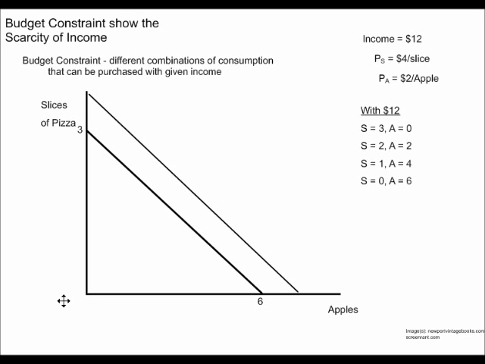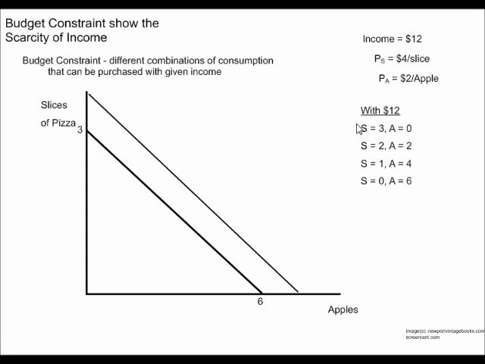Indifference curves and budget constraints. Budget constraints show all the different possible combinations that you could purchase with a given amount of money. So to work through a really simple example, we can think about if you had $12 in your pocket and you could buy two things in the world, slices of pizza and apples. And pizza costs $4 a slice and apples cost $2 an apple. How much could you buy? Well, actually, you could spend your money in a couple of different ways, right?